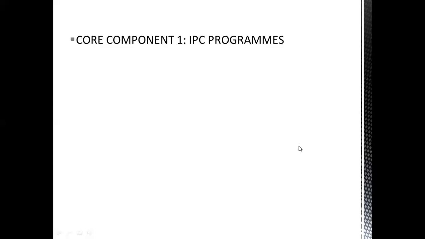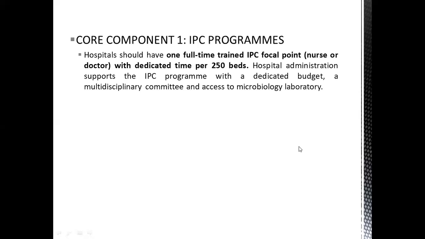So, there are about 8 core components we'll discuss. The first core component is the infection prevention and control program. Hospitals should have one full-time trained IPC focal point, a nurse or a doctor who is full-time in infection prevention and control. Don't hand them other job responsibilities. Their sole job is to check the prevention and control strategies throughout the hospital. For every 250-bedded hospital, one full-time trained IPC is required.